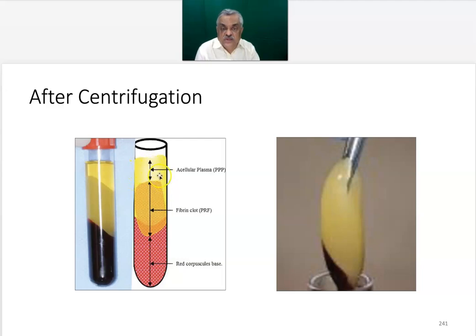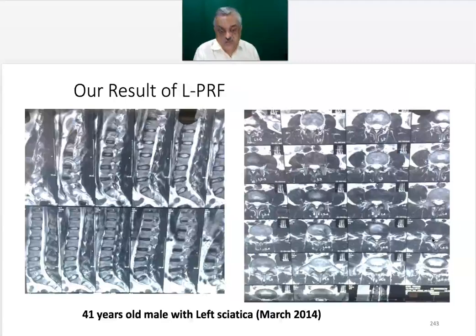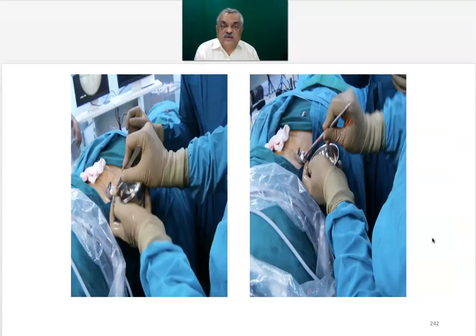This is the acellular plasma. This is the fibrin clot. These are red cells. There's a small buffy coat of WBC. So this is the PRF which we use. Now this is the way it is put in the working channel, in the working cannula. It is pushed by the dilator. It is confirmed that it has gone properly to the opening in the annulus by putting the scope back in this working cannula or the surgical cannula, and we confirm that the plug is sitting where it is supposed to be.